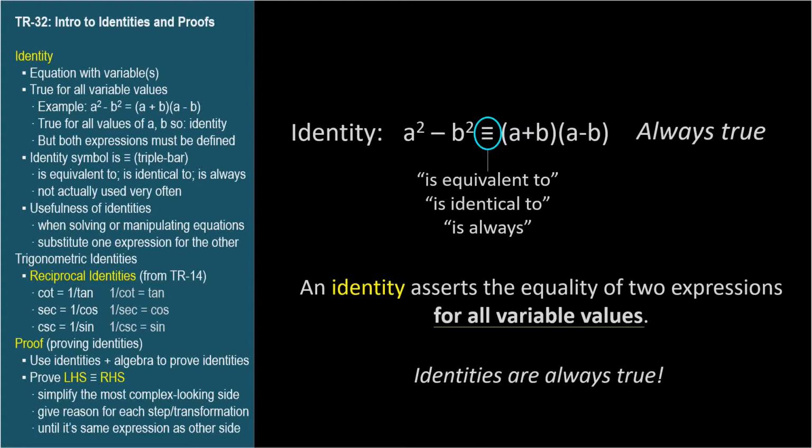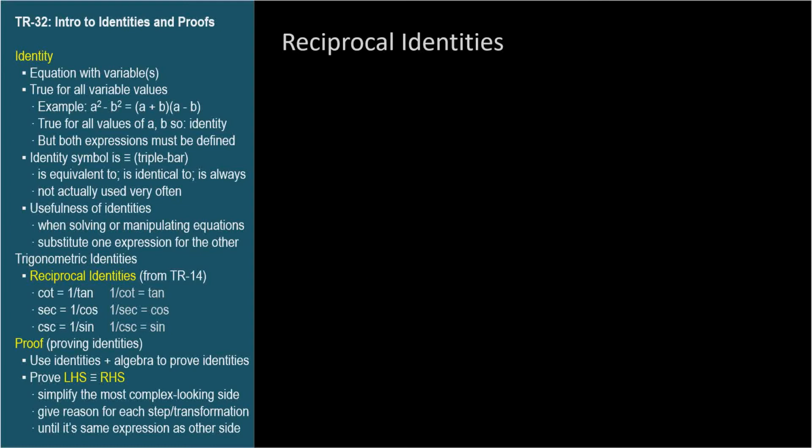is always. In actual practice, the triple bar symbol isn't used all that often, maybe when introducing an identity for the first time, or when proving an identity, we might use the symbol to emphasize that we recognize the equation as an identity. For the sake of simplicity and brevity, I'll usually, but not always, just use an equal sign in these videos.